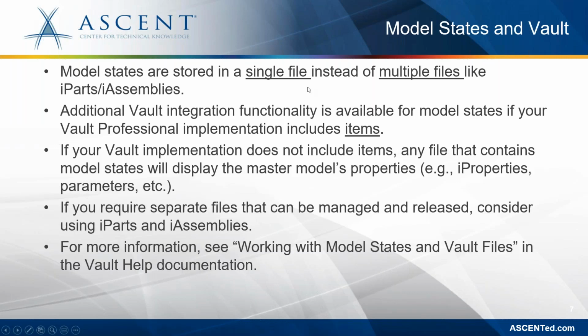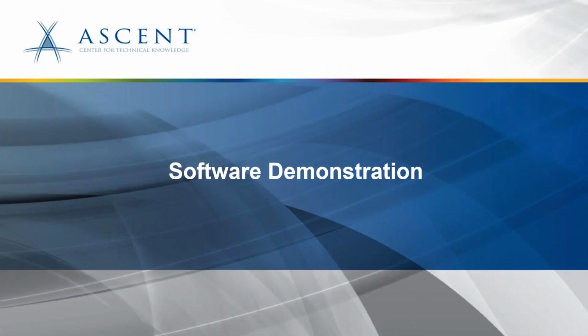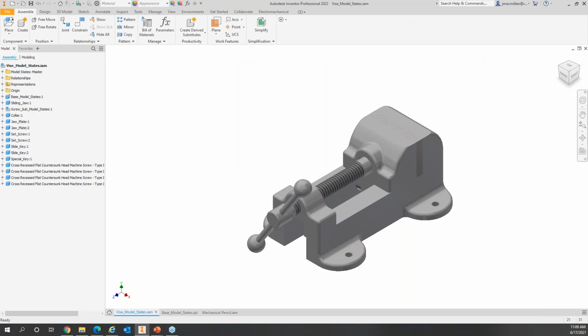And then if you do require to have separate files managed and released, you certainly would want to consider sticking with the iParts and iAssemblies. As I said, I'm not a vault expert. There is help within the Autodesk help files. I have just a string of words here, and this is actually an article that does talk about this. So certainly you can screen grab this page and take a look at that information in your Vault Help documentation. So with that, I want to flip over into Inventor, and we're going to do a little demonstration.